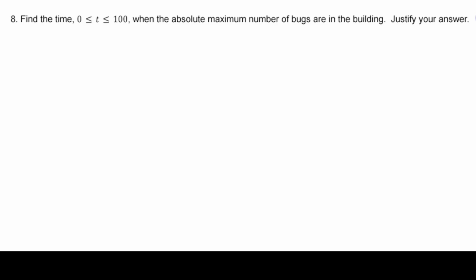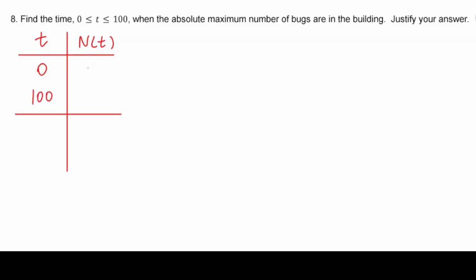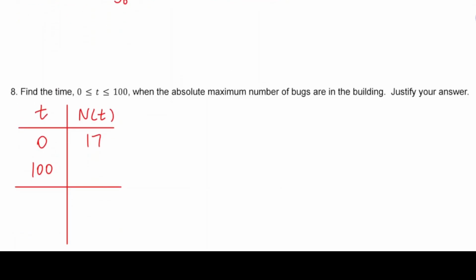When the absolute maximum number of bugs are in the building, we're going to have to do some candidates test analysis. We see that absolute maximum word, or we see that closed interval given to us. Fortunately, I've already defined my function for number of bugs, so 0 and 100. I've already got those values ready to go. At time t equals 0, I had 17 bugs in the building. I just determined that we had 492.399 bugs at t equals 100.